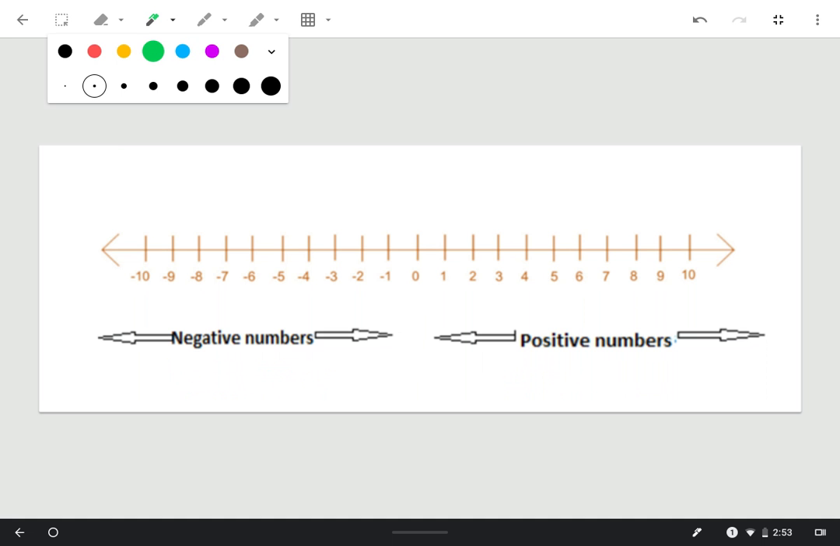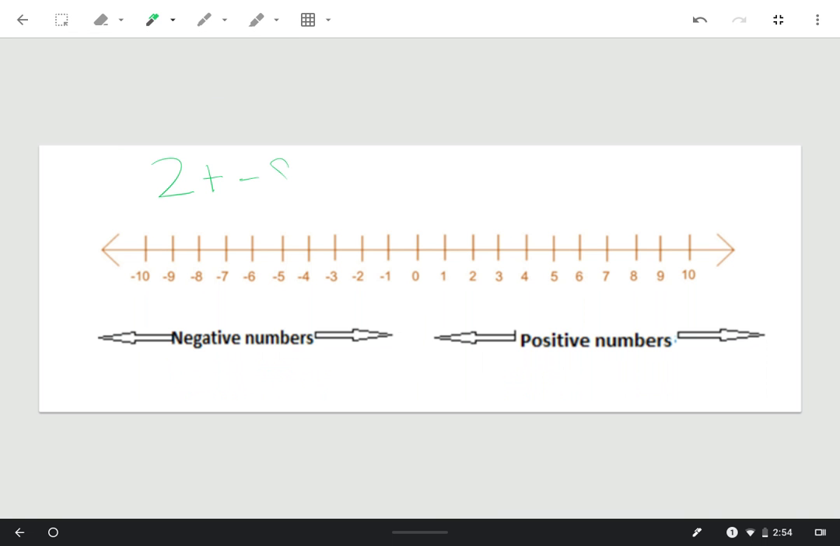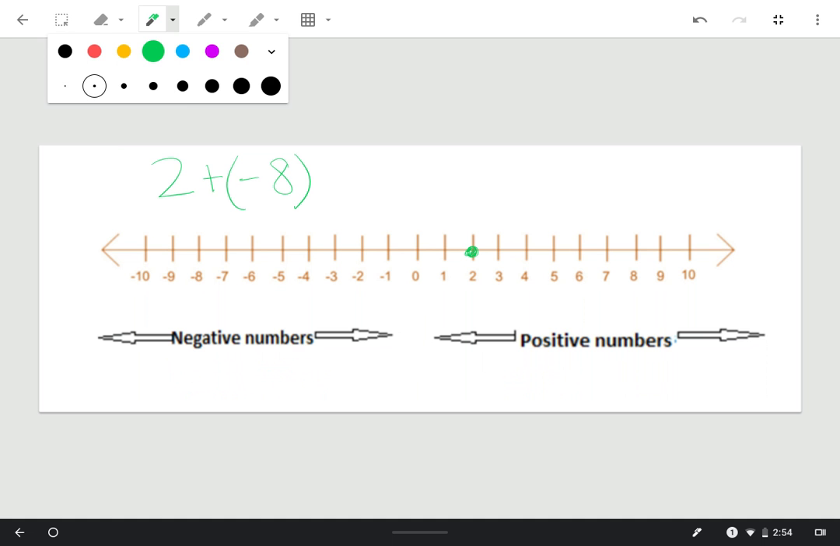So let me just grab a different color here. Just to give you an idea, I'm going to do some of the examples that they have in the unit, starting with example number 2, which says find the sum of 2 and negative 8. So notice we're doing 2 plus negative 8. We know we're starting here at 2, and we're adding negative 8.